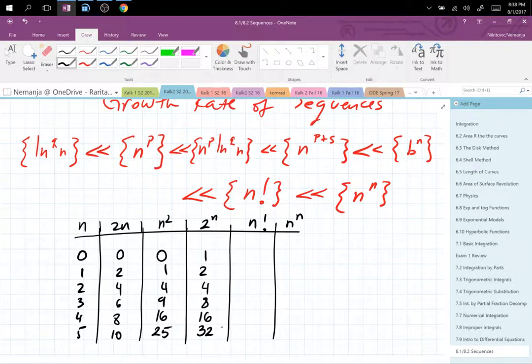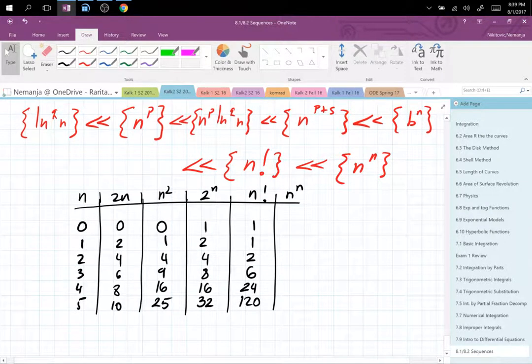Factorial grows much faster. If you look at this, 0 factorial is 1, 1 factorial is 1, 2 factorial is 2, because 2 times 1. 3 factorial is 3 times 2 times 1, which is 6. It's losing, right? But then the next one is times 4, which is 24. The next one is times 5, 120. So when this one takes off, it really goes.